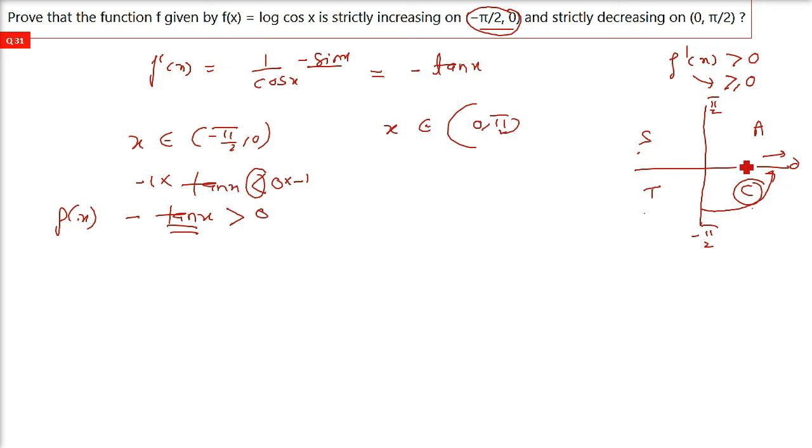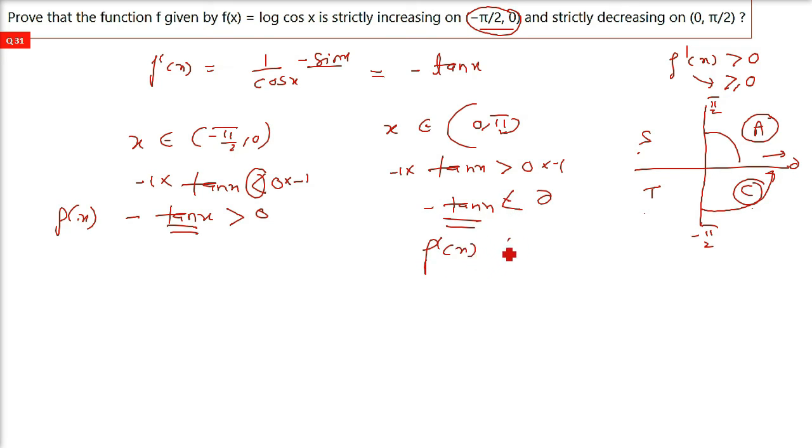Next one is x belongs to 0 to pi by 2. So we are talking about the first quadrant. All are positive, so tan x will also be positive. Now multiply both sides by negative 1, so the inequality will change. Minus tan x will be, as I multiplied by negative, I am changing the inequality sign. Minus tan x, this is f dash x, which is less than 0. So between 0 and pi by 2, it is decreasing, strictly decreasing actually.